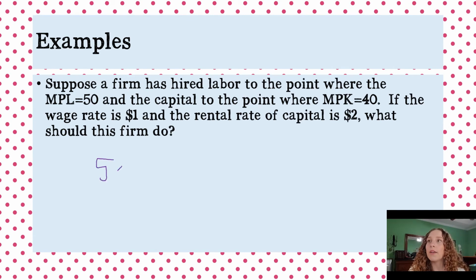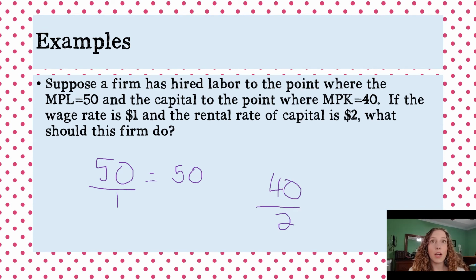So if the marginal product of labor is 50 and the wage rate is 1, then the marginal product per dollar of labor is 50. And if the most recent marginal product of capital is 40 and the rental rate of that capital is $2, then the marginal product of capital per dollar is 20. So again, what this means is that for every dollar they spend on labor, they get 50 units of output. For every dollar they spend on capital, they're getting 20 units of output.